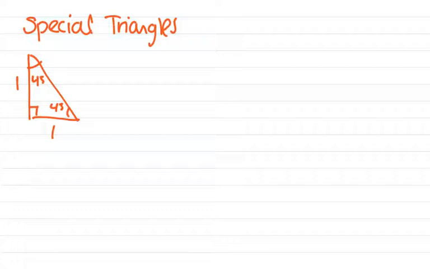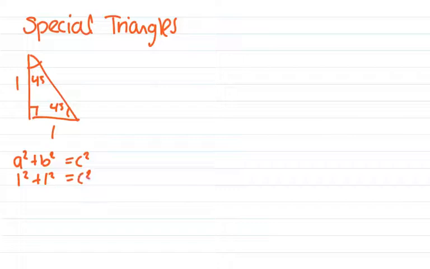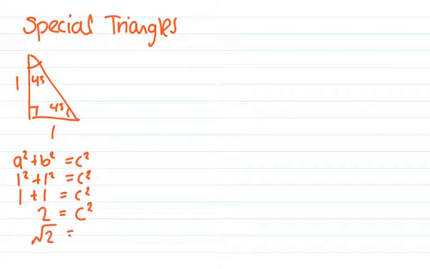And we can find the hypotenuse using the Pythagorean theorem, which is a squared plus b squared equals c squared. So that would leave me with 1 squared plus 1 squared equals c squared. 1 squared is 1, plus 1 is c squared. So 2 is c squared. Therefore, c is the square root of 2 because I take the square root of both sides. So that means the hypotenuse of this triangle is root 2.